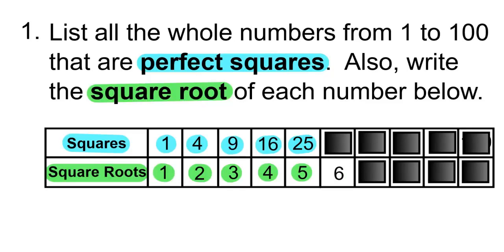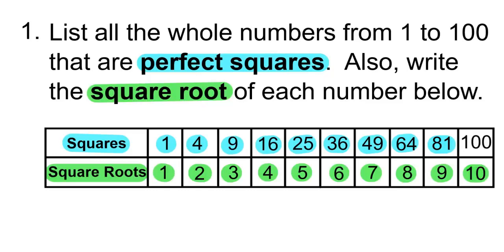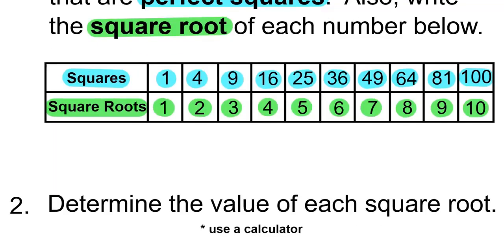If the square root is 6, 6 squared is 36. If the square root is 7, 7 squared is 49. If the square root is 8, 8 squared is 64. If the square root is 9, 9 squared is 81. And if the square root is 10, 10 squared is 100. So these are all the numbers from 1 to 100 that are perfect squares, and their square roots.